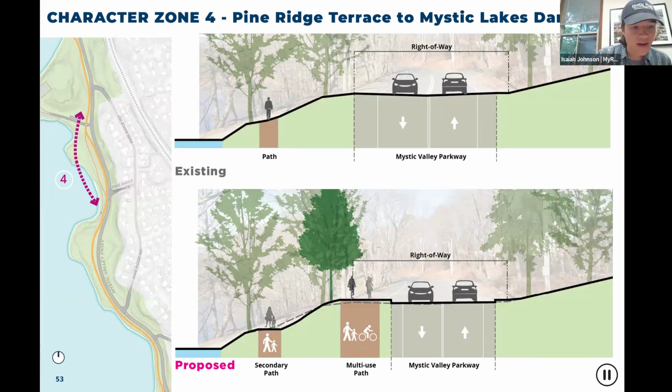A question is, will there be parking on the east side of the Mystic Valley Parkway up to Ravine Road, or will it be across the street on the west side of the road? I think this is back in character zone 1.